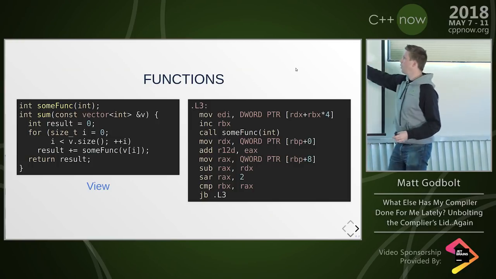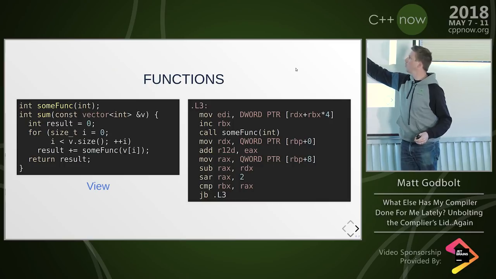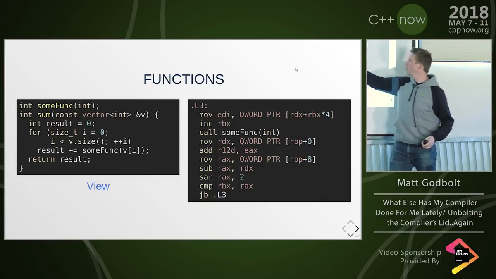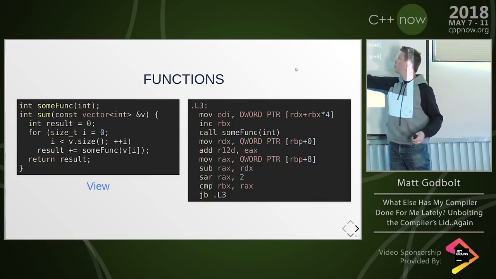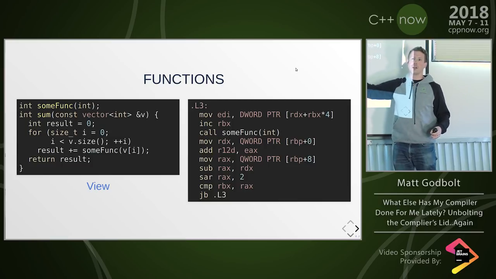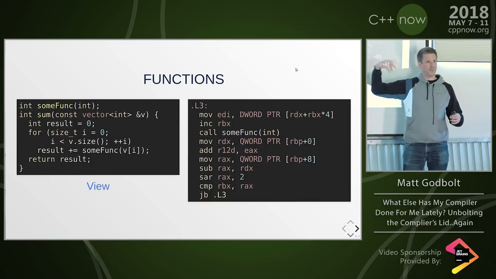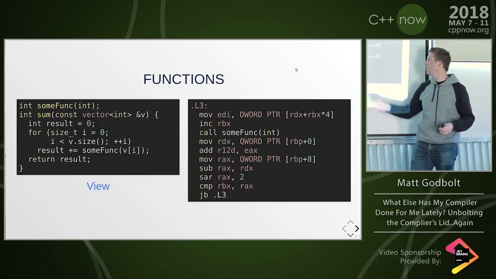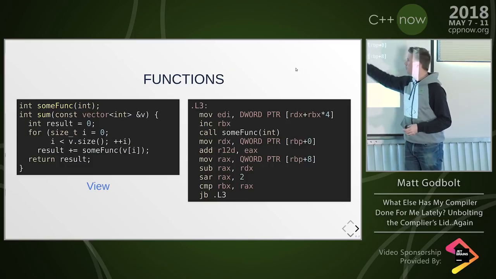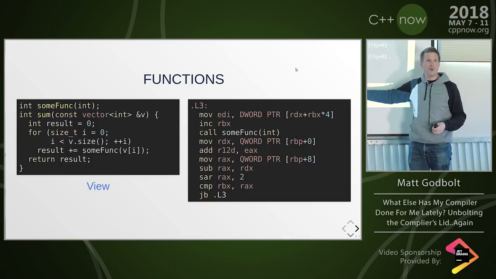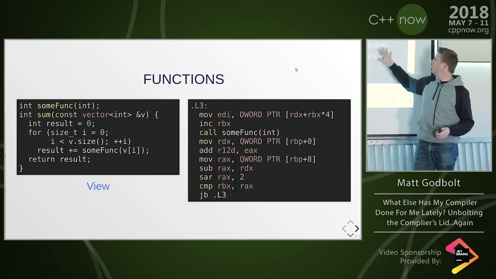But this whole block at the bottom after call some func, we've got the one add here, which is adding into the current accumulated value. Again, now the accumulated value can't live in EAX because that's what the function we're calling is using. We're going to use R12 to accumulate it. But then there's this giant chunk at the bottom, and this looks sort of strangely familiar.